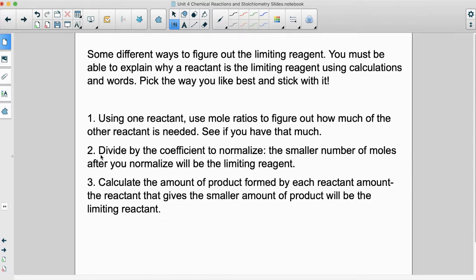The other thing you can do is divide the moles by the coefficients. Let me put moles here. Once you divide the moles by coefficient, you're basically normalizing, and the smaller number is going to be the limiting reactant. The third way is to calculate the amount of product that you're going to form from each reactant amount. The reactant that gives the smaller amount of product will be the limiting reactant. So any of those ways will work. You just need to pick one and stick with it.